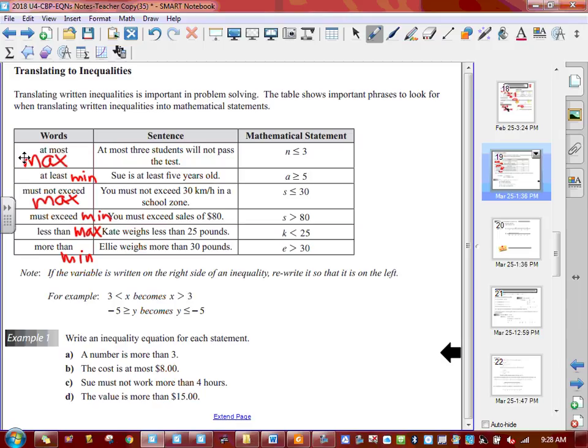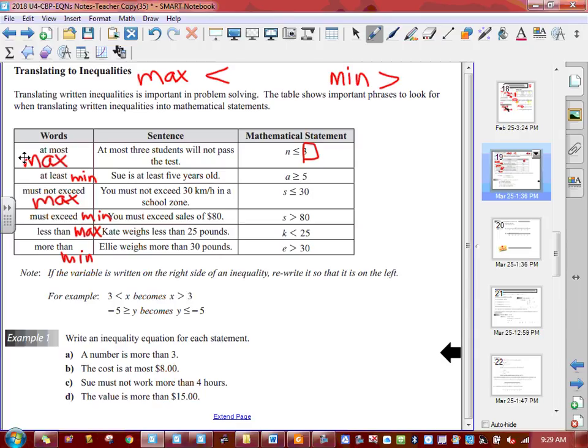Okay, so at most 3 students will not pass the test. Let's say maximum 3 students won't pass the exam. So maximum 3, we have our 3. Maximum means it's going to be pointing to the left. Whenever it's a max, it's always going to be pointing to the left. If it's a min, it's going to be pointing to the right. That's always super important to remember. At least means minimum amount, and minimum is pointing in that direction.